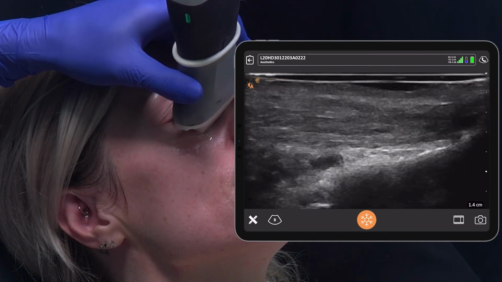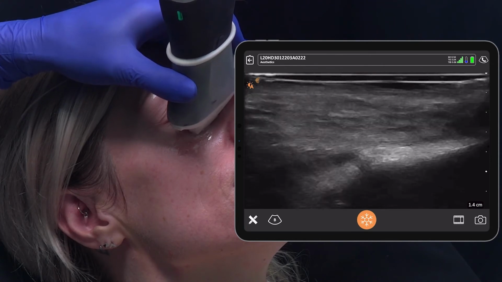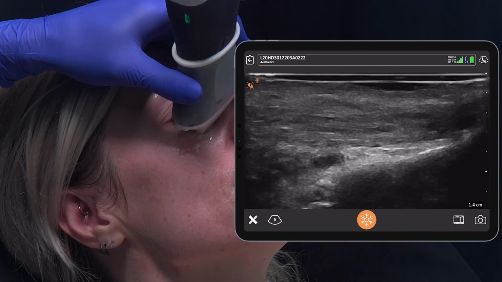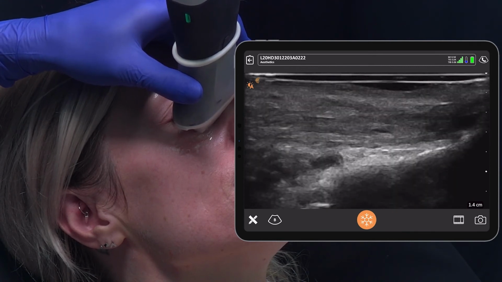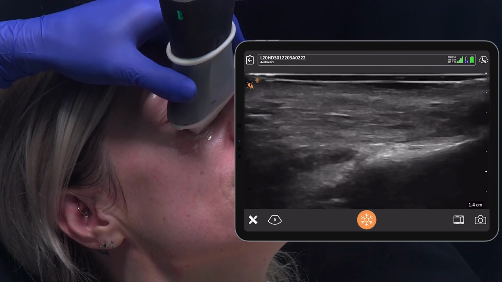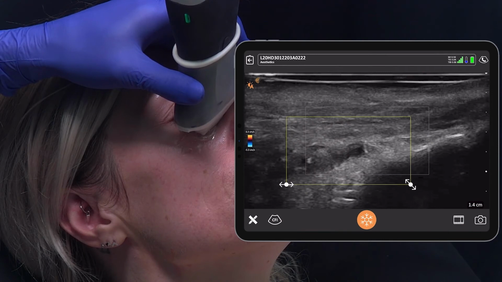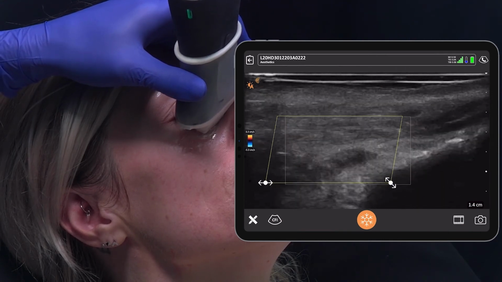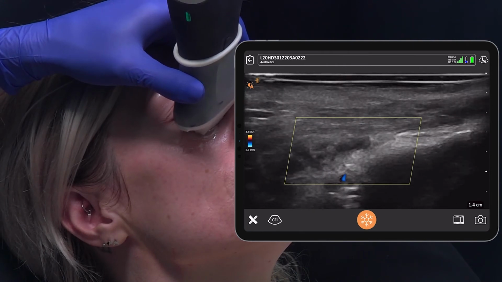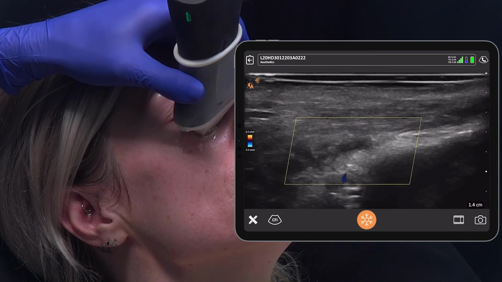As I move the probe, an anechoic round deposit comes into view. Anechoic means it appears dark on ultrasound because it doesn't reflect sound waves back. That means it's either fluid-filled like a vessel or a deposit of HA filler. We can go ahead and check whether it's a vessel by turning on Doppler mode and moving our color box. Vessels come up as colored flashes and you can see the black deposit remains dark. So this tells me it's HA filler and it appears to be under the orbicularis.